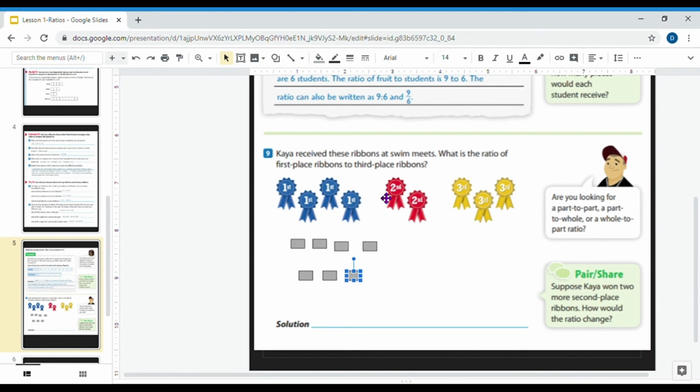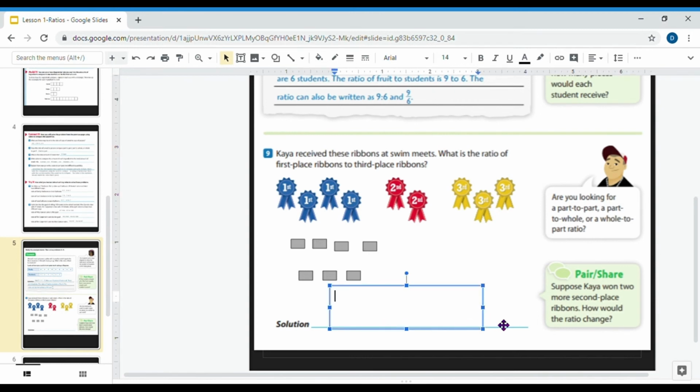So it says, what is the ratio of first place ribbons to third place ribbons? The solution, this one's pretty easy. We have 4 first place ribbons, and we're going to write our colon, and we have 3 third place ribbons. So you can also write this as 4 with the word to and 3, and then you can also write it as a fraction, 4 over 3.